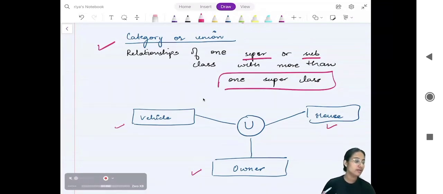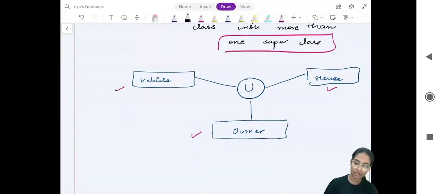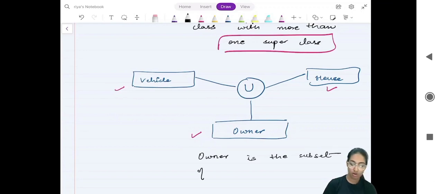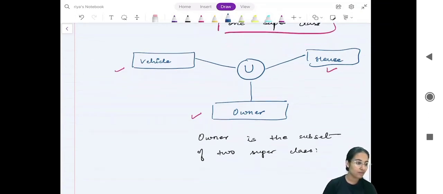Okay, so owner, or what you can say is owner over here is basically the subset of two superclasses, which are vehicle and house.